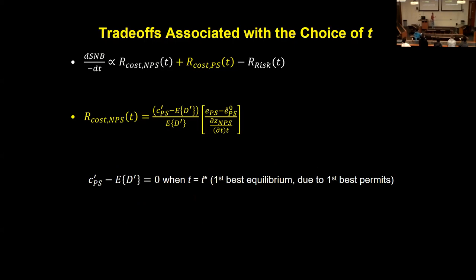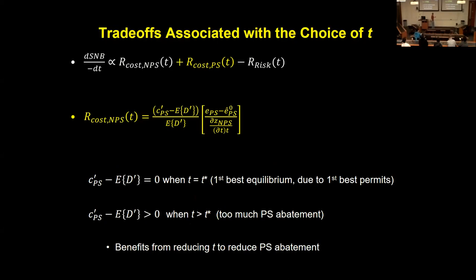efficiency loss. So when t is equal to t star, this term will equal zero, but otherwise, marginal abatement cost will be greater than d when t is too big, because you'll have too much point source abatement. This will be negative when t is too small. And so there's benefits to reducing t to reduce point source abatement when t is too big. At the margin, the marginal effect is going to depend on the level of t that you're currently at. But if we're starting off with a very large t and looking at reductions in t, initially at least, this will be a wedge, and there'll be some benefit to reducing t.